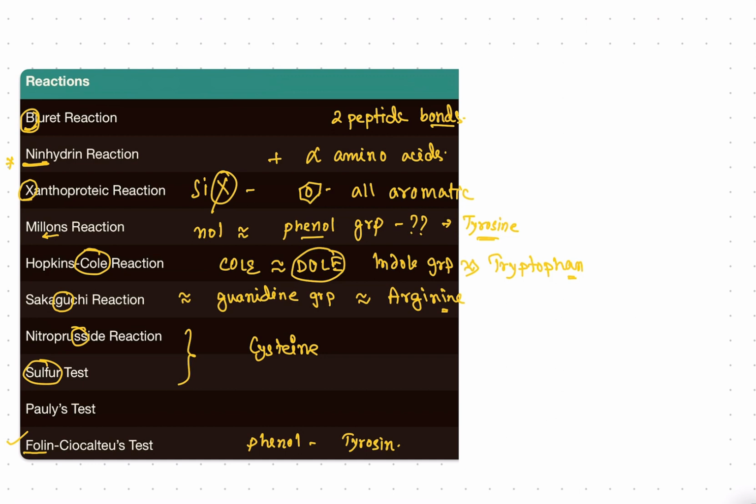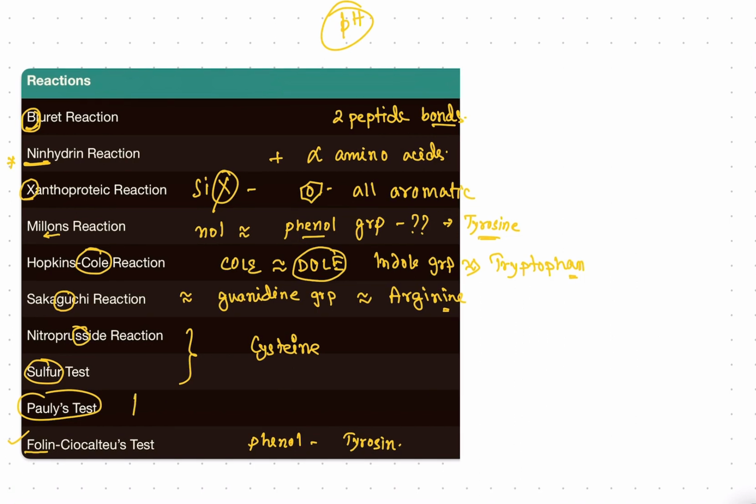Next, coming to Pauly's test. Remember Pauly's test, in amino acids pH is very important. The properties of amino acids, the pH, pK, isoelectric pH, those are very important properties. So you can remember it like Pauly's test has P and H. So P for Pauly's test, and H is histidine, very important, histidine, which has an imidazole group. Okay, so these are the tests which are used to detect specific groups of specific amino acids.